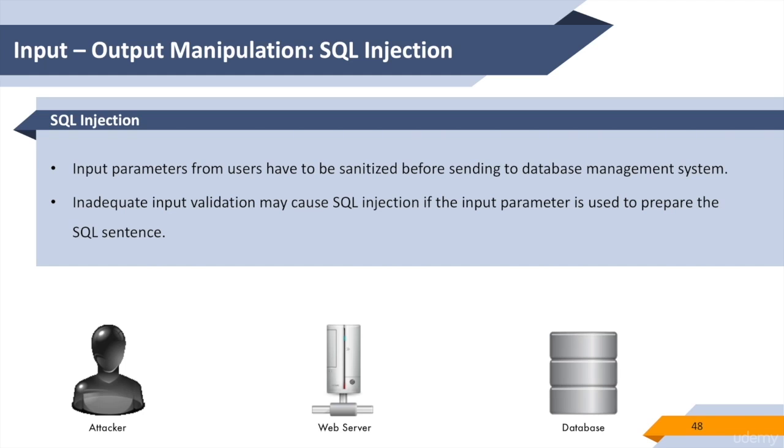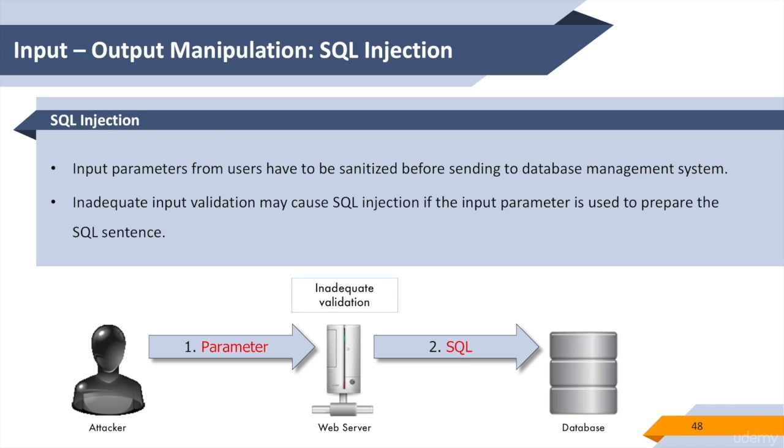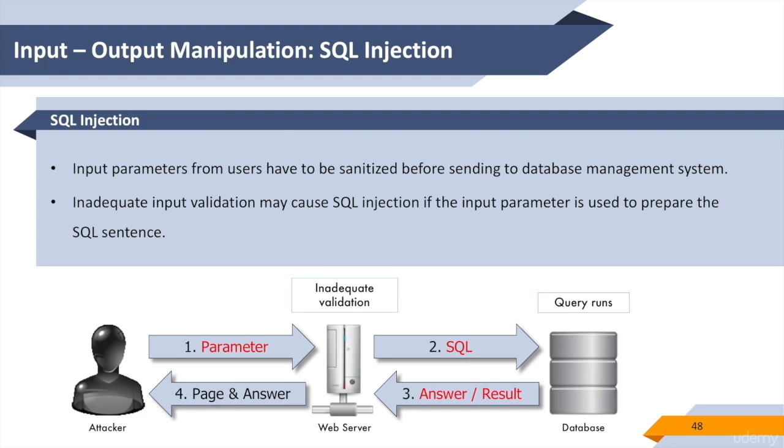In the SQL injection scenario, the parameter which is used to produce unexpected results is sent to the server. The parameter is not sanitized adequately on the server side. The server prepares the SQL string which will cause the unexpected result and sends it to the database management server, and the result is returned to the web server. The web server processes the query result, prepares the response, and sends it to the user.